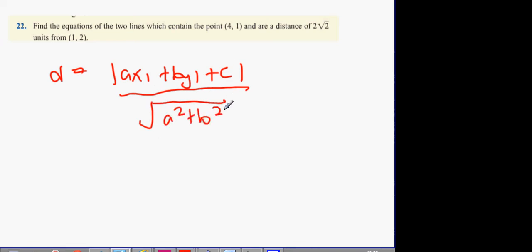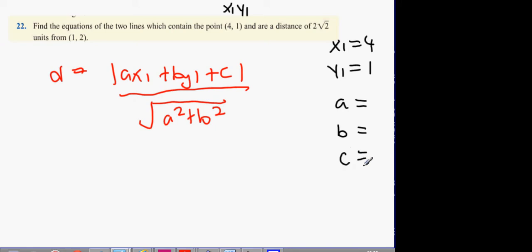Now the information we have is this. We have x1 and y1, x1 being 4, y1 being 1. We do not have a, b, or c. That's a problem. Oh, sorry. Give me a second. This actually isn't x1, y1. I'm going to explain now.